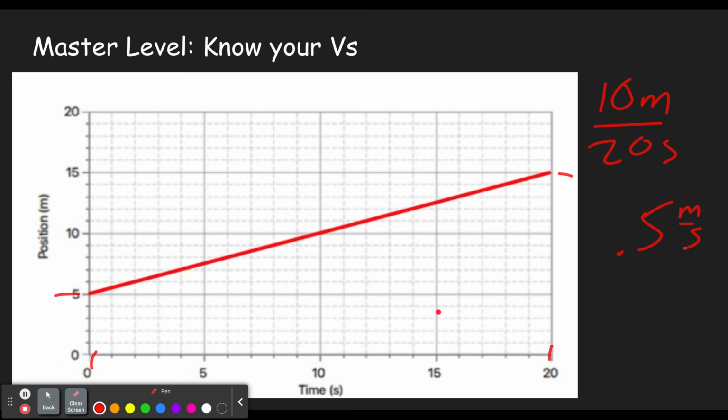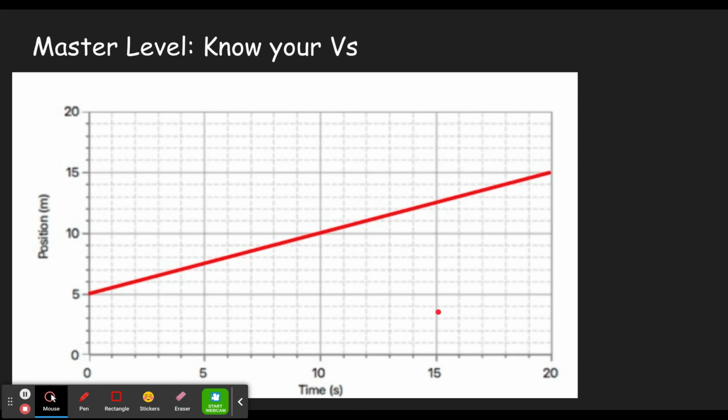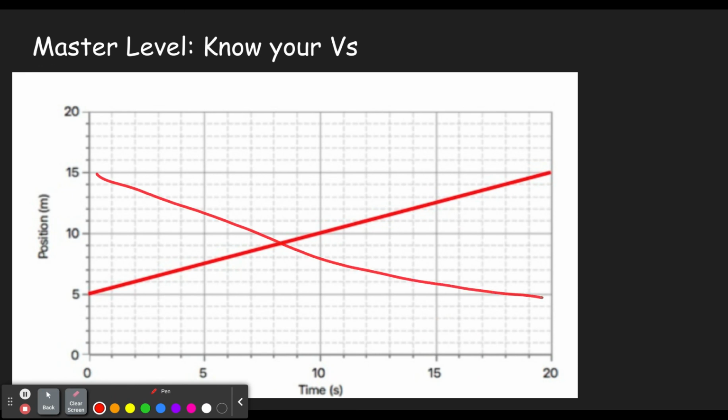Now let me just see really quick. Did I put... No, I did not. Okay, so in the master level, just keep in mind that if the line you're measuring goes like this, that's not a very straight line, but you get the idea, then your displacement would be 5 minus 15, so you'd have negative 10 meters on the top divided by 20 seconds, and you'd get negative 0.5 meters per second. So don't forget to check and see if it's sloping down, which will be that negative.